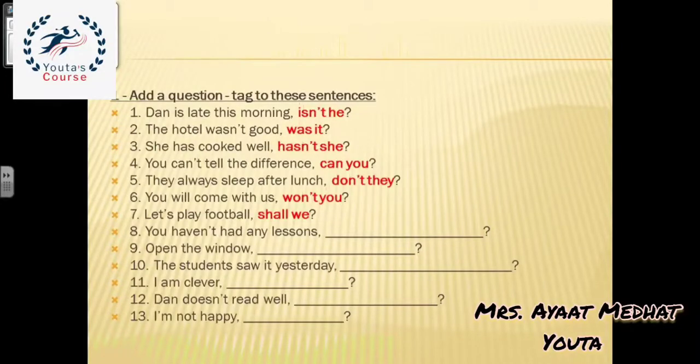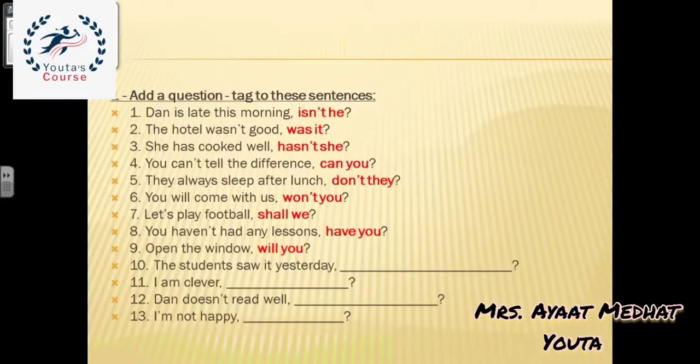You haven't had any lessons. We have here have as a helping verb. It's verb to have, right? So it will be have, because here it's haven't. Have you? Open the window. Okay, it's an order. So it will be always will you?